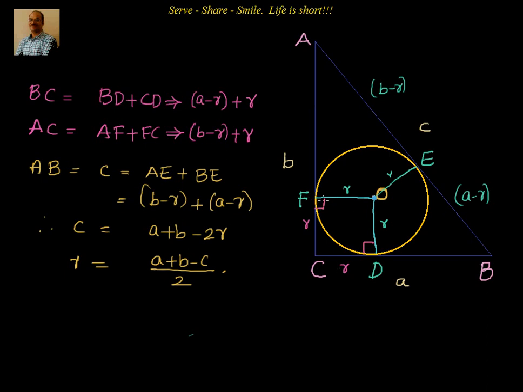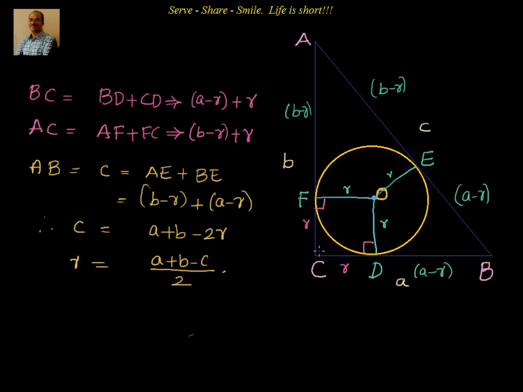CDOF is a square because we have tangents, and the lengths of tangents drawn from an external point to a circle are equal. So we have BC equal to small a, so CD equals R, then BD will be A minus R. Similarly, AC equals B, FC equals R, AF equals B minus R, and AF equals AE and also BD equals BE, but AB equals small c, so I can say small c equals A minus R plus B minus R, that is A plus B minus 2R, or R equals A plus B minus C divided by 2.